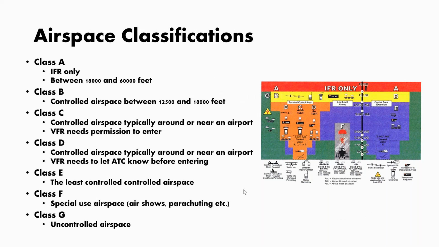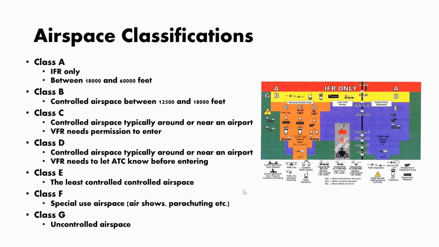You can have Class F restricted, which means nobody's allowed in at all, right? So if it's an air show, for example, or some kind of military drill, they just want people to stay away. But it can also be Class F advisory, so you just have to be aware of it. You're allowed to fly through it, but you just have to be aware that there's something happening. So that's special use airspace.